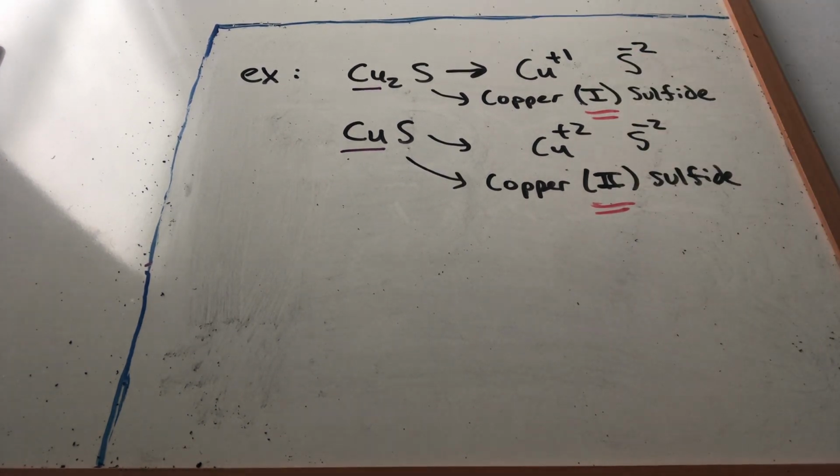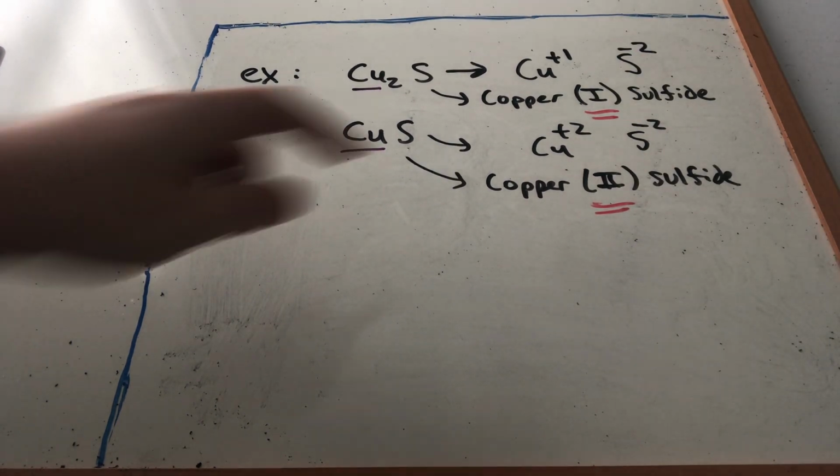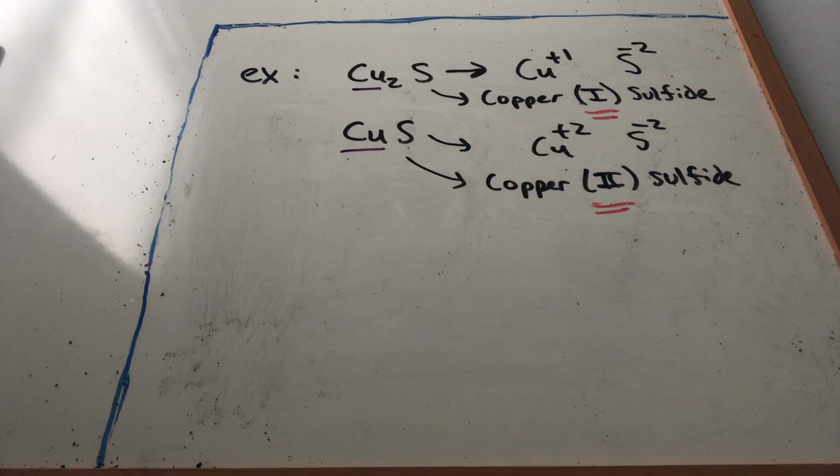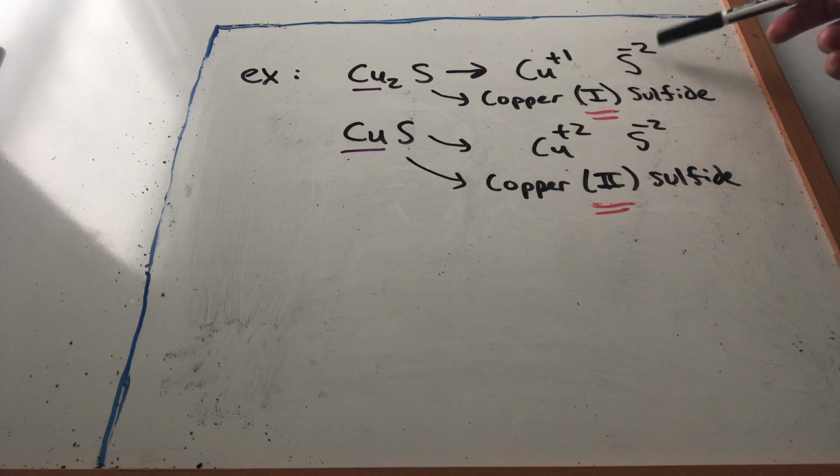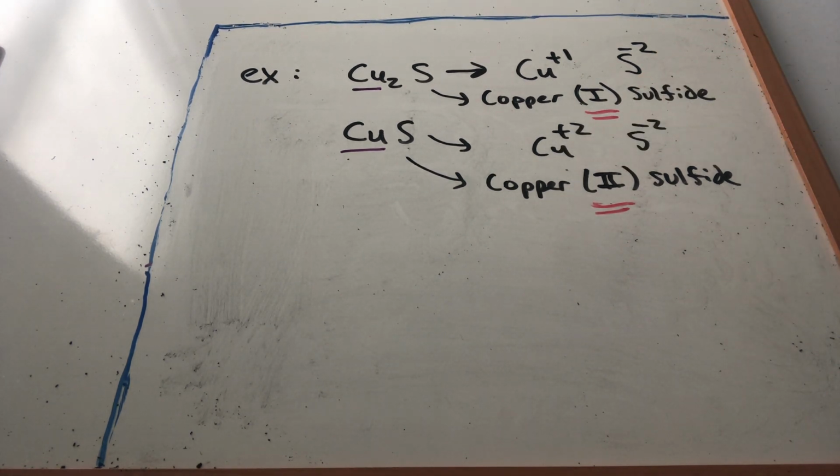We need to put a Roman numeral in our name that indicates the charge of the metal. And now we see this is definitely a different name, so it's a different compound. Copper(I) sulfide tells me there are 2 Cu stuck to an S. Copper(II) sulfide tells me there's a Cu and S stuck together.